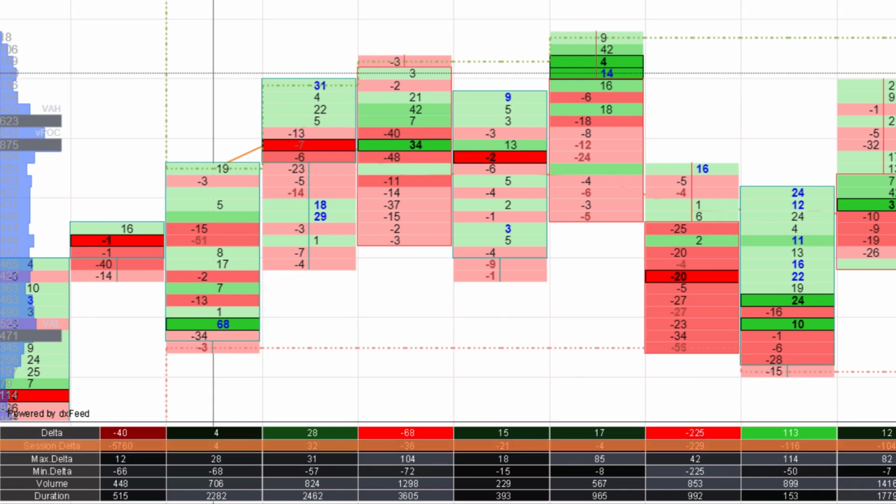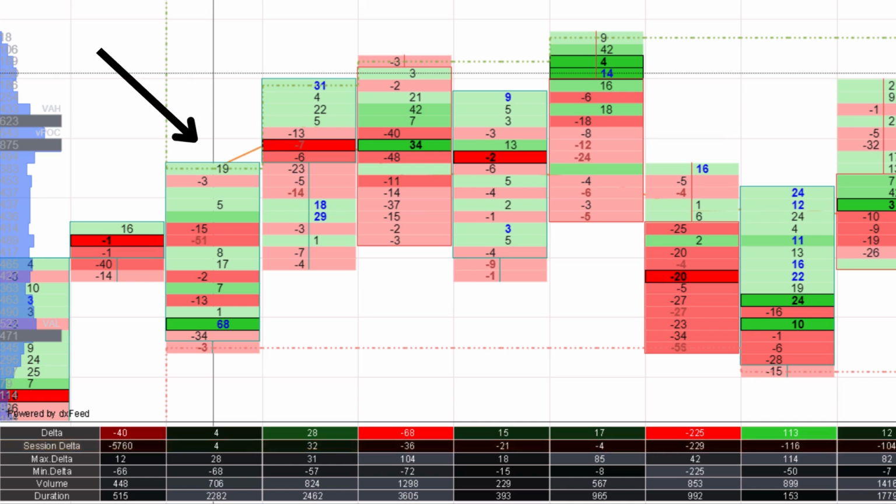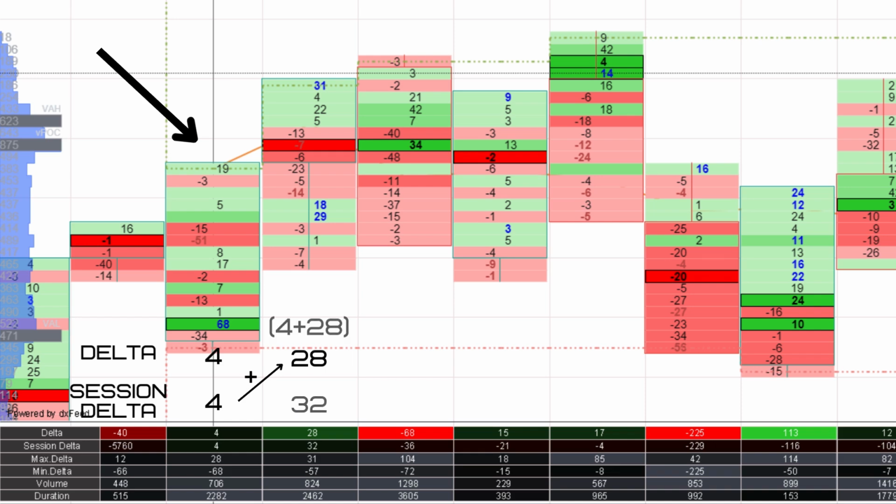So let's first understand that. Here is the start of a new day. The first candle's delta is 4, therefore our session delta is also 4. The next has a delta of 28. So our previous delta of 4 plus 28 gives our new session delta of 32. So essentially, you can think of cumulative delta or session delta as a running total.